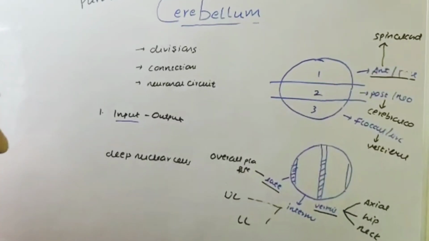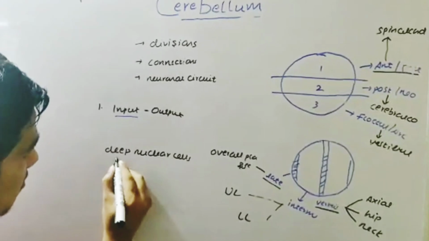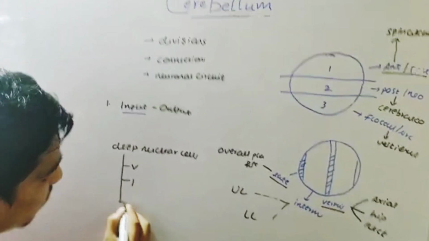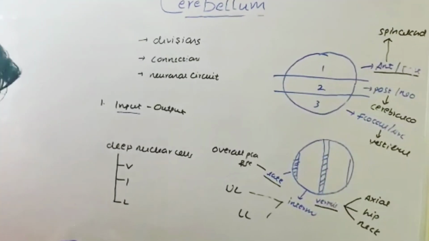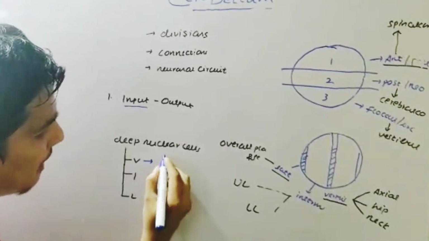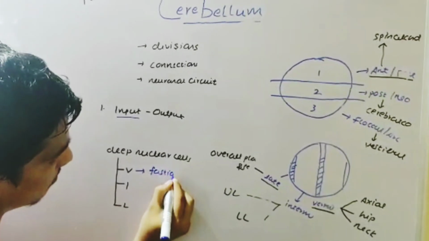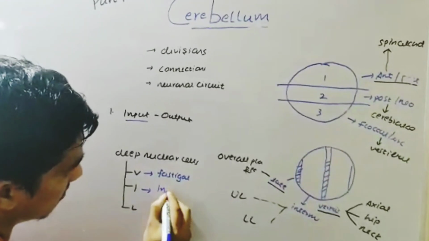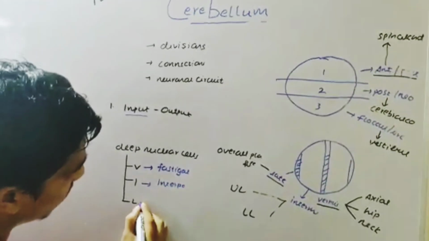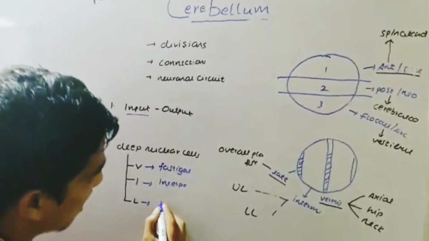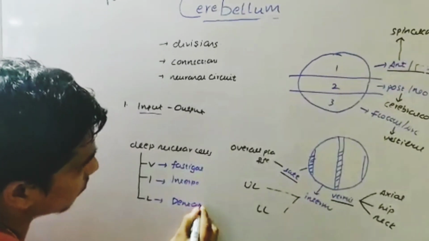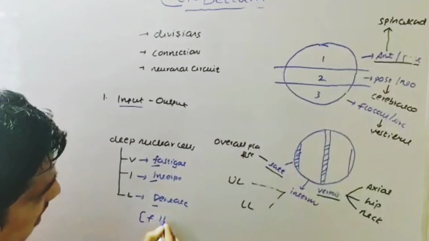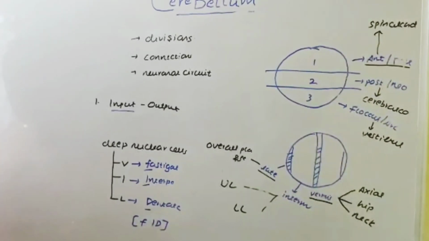These deep nuclear cells are named based on the region. If they are present near the vermis, or near the intermediate zone, or in the lateral zone. If they are present in the vermis region, they are named the fastigial nucleus. If they are present in the intermediate region, they are named the emboliform and globose, or interpositus. If they are present in the lateralmost region, they are named the dentate. Remember the mnemonic FID, feed. For deep nuclear cells, the mnemonic is FID.